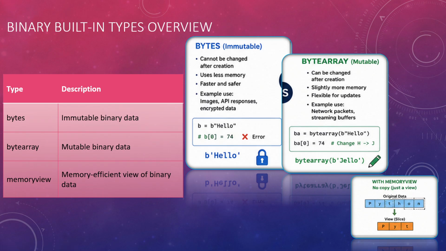Mutable we have seen, that means it can be changed, and immutable means you cannot change it, right? Now bytes is what cannot be changed after creation, but it uses less memory. It is faster and safer. Examples are images, API responses, encrypted data. All these are bytes. When we are storing it, it is all basically saved.